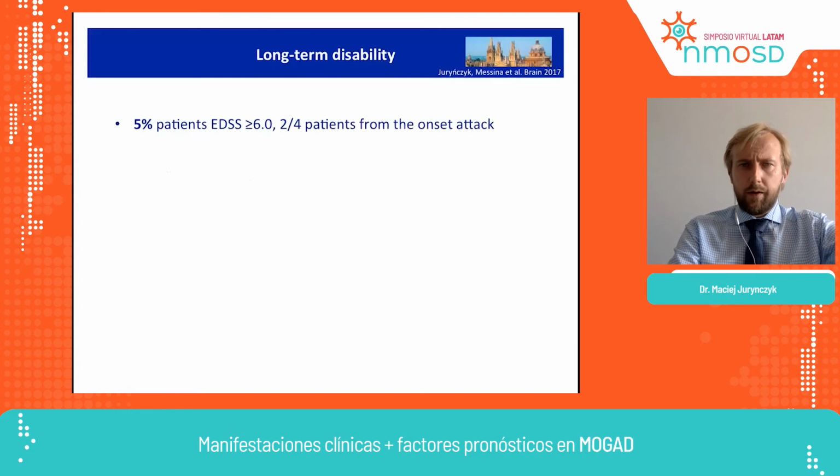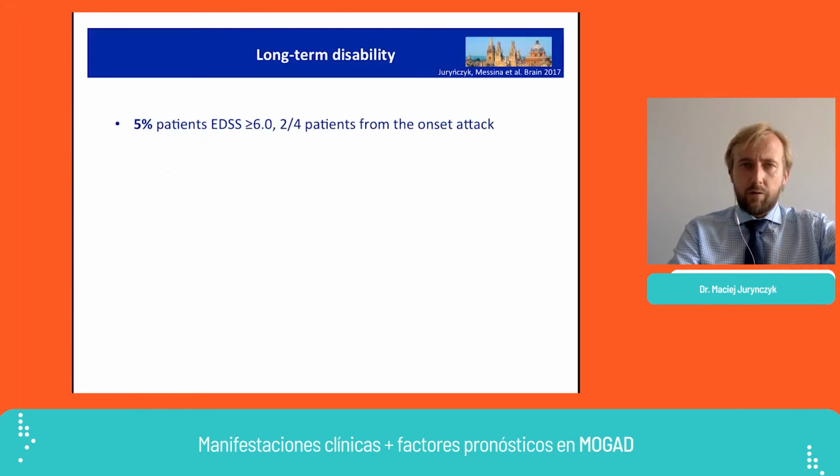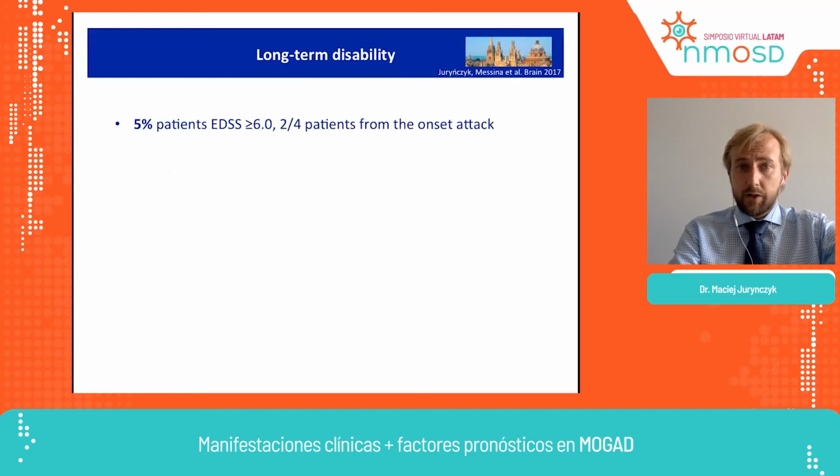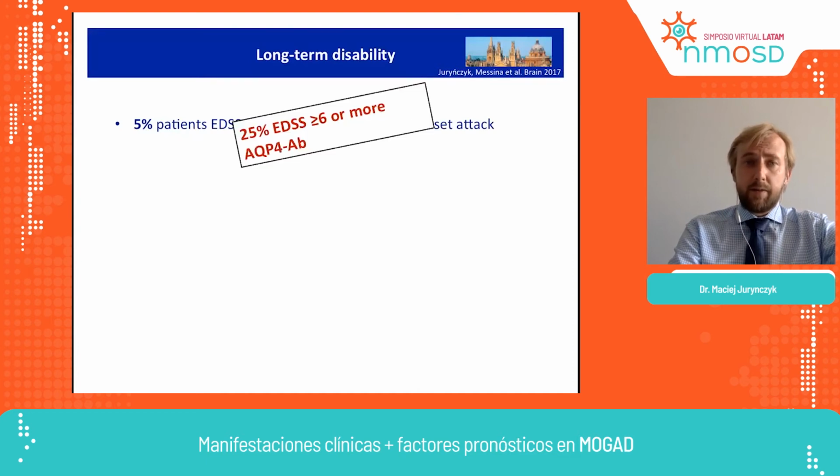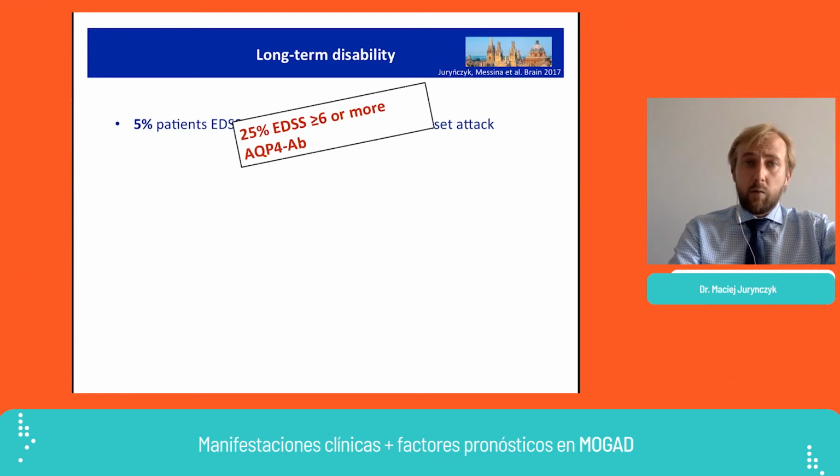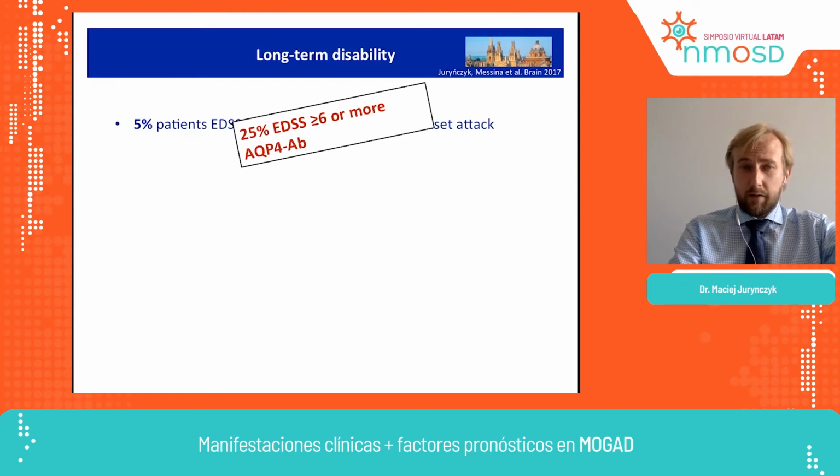Again, although the acute transverse myelitis is quite severe at nadir of the attack, the outcome is usually quite favorable, at least in terms of motor disability, because only 5% of patients will have EDSS of 6 or more at last follow-up, so they will not be able to walk 100 meters or more without aid. This disability comes always from transverse myelitis and can come from the onset attack, but also from subsequent attacks. Again, this disability is much less as compared to aquaporin-4 antibody disease, where this poor outcome is seen around 5 times more often.